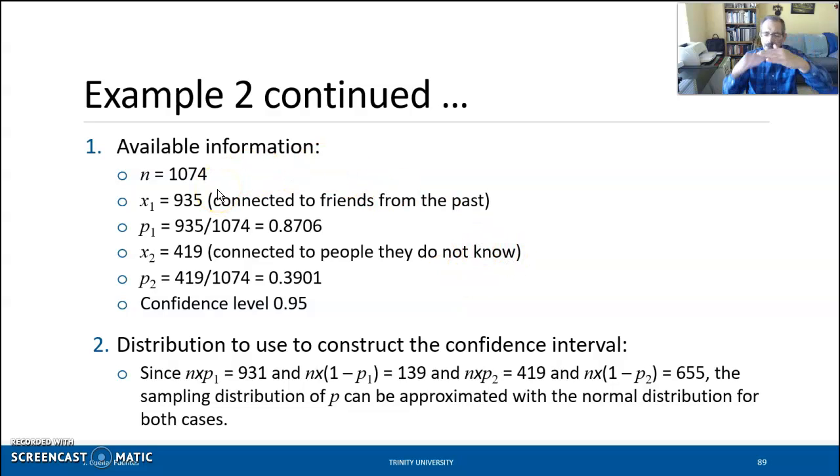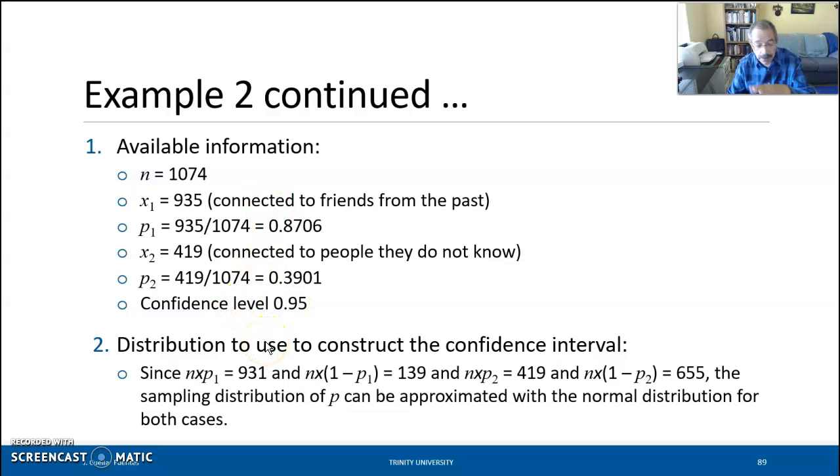And now, because we're dealing with two problems simultaneously, I'm going to use X1 to indicate the number of individuals connected to friends of the past, and X2 the number of individuals connected to people they do not know. And so proportion 1 is 0.8706, and proportion 2 is 0.3901. The confidence level is 0.95 for both cases.